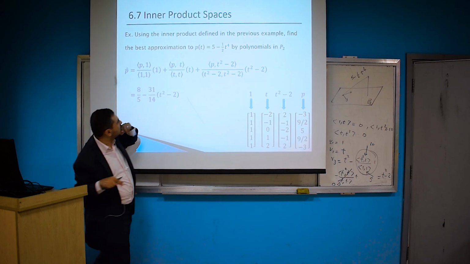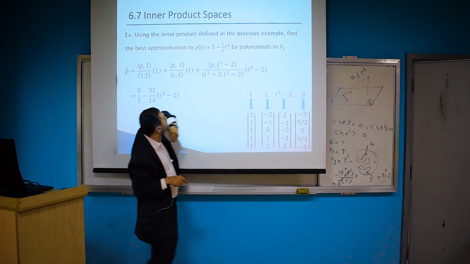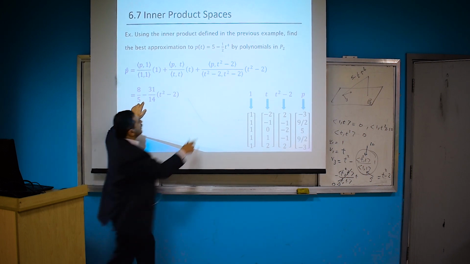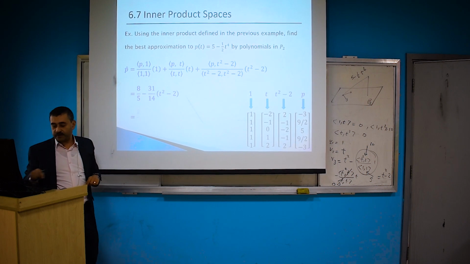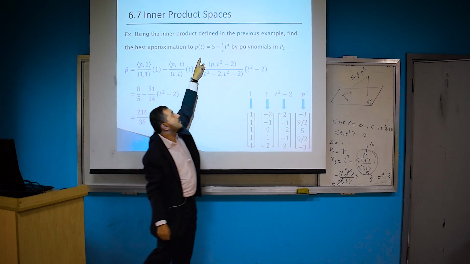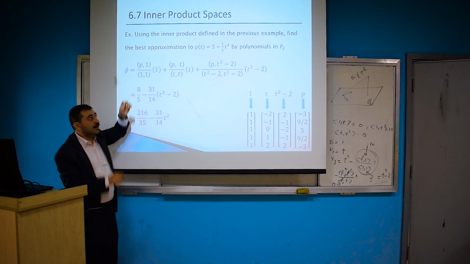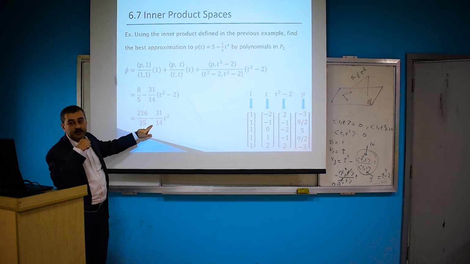Because you'll find actually P is orthogonal to T. You'll find this guy is 0. So you'll get coefficient, this guy is 8 over 5. And this guy is negative 31 over 14. You simplify, you will get a parabola that is closest to this polynomial of degree 4 that minimizes the difference between the polynomial in P4 and the polynomial in P2.